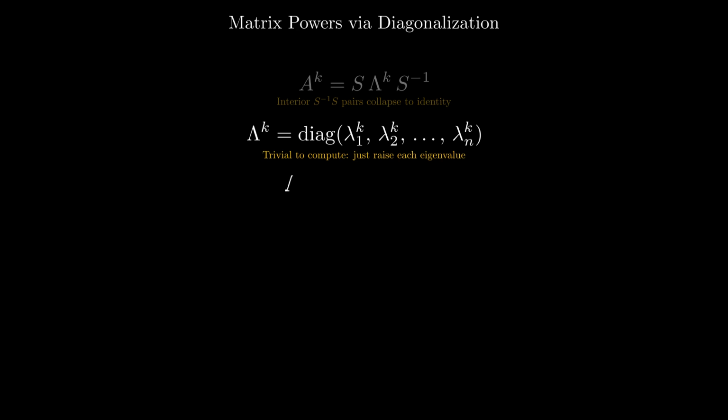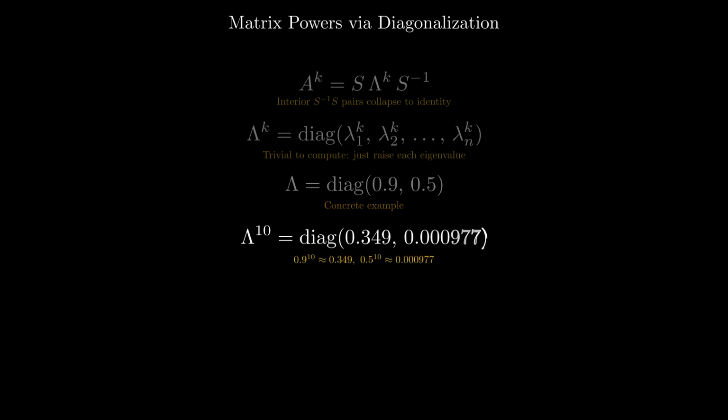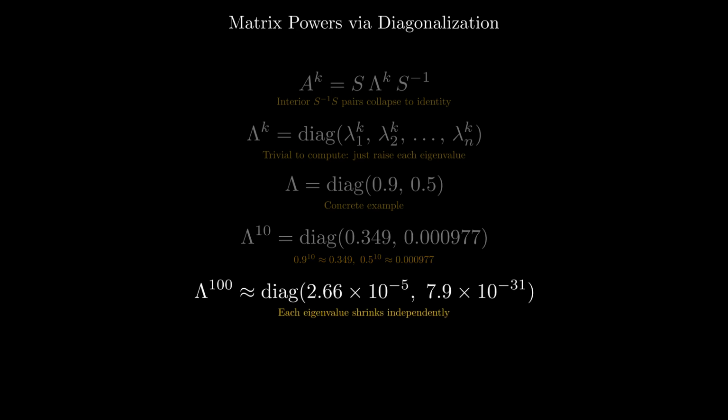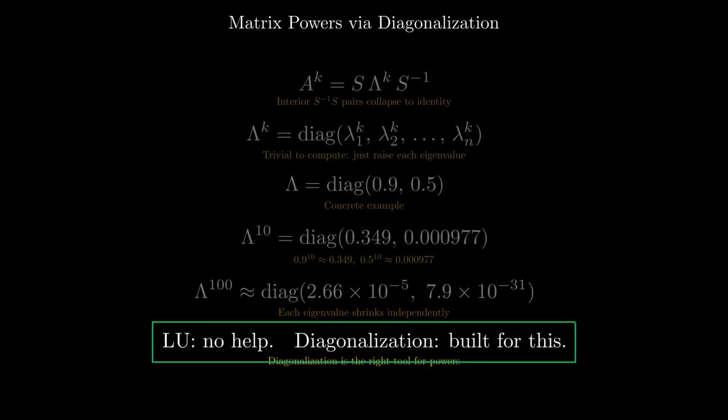Let's see this in action. Start with lambda equal to the diagonal matrix with entries 0.9 and 0.5. Now raise it to the 10th power, and you get 0.349 and 0.000977. Raise it to the 100th power, and you get roughly 2.66 times 10 to the minus 5 and 7.9 times 10 to the minus 31. Each eigenvalue just shrinks independently. Contrast this with LU decomposition, which offers zero leverage for computing powers. Diagonalization is built exactly for this job.